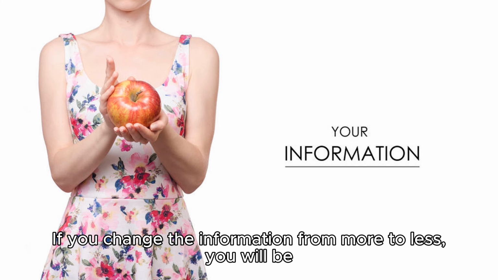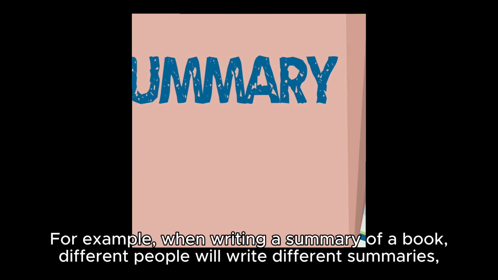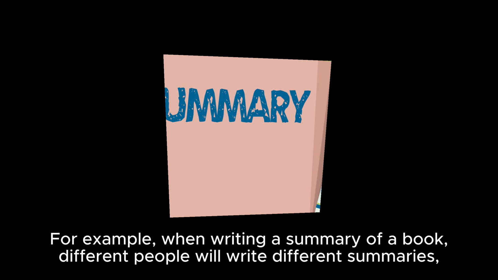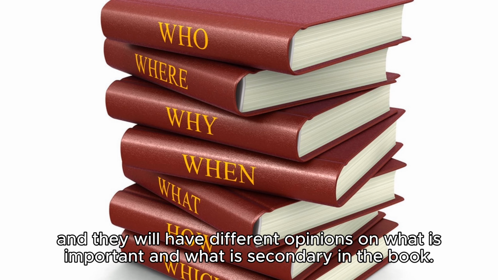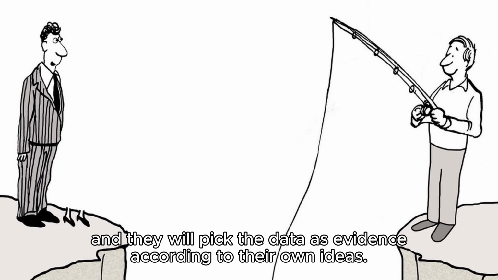If you change the information from more to less, you will be faced with a choice of which information to keep and which information to delete. For example, when writing a summary of a book, different people will write different summaries, and they will have different opinions on what is important and what is secondary in the book. Similarly, different analysts will have different opinions on a listed company's quarterly earnings report, and they will pick the data as evidence according to their own ideas.